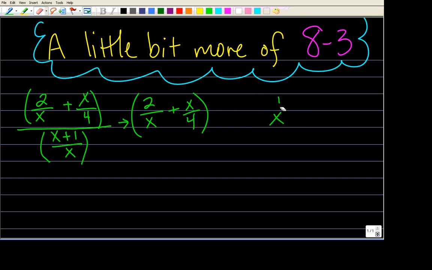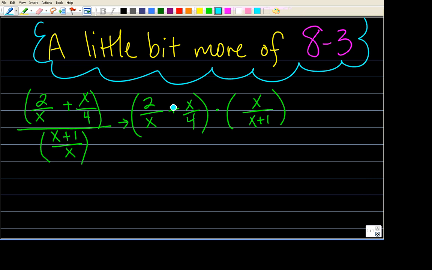So let me just get rid of that and rewrite it as multiplication. So here we go, times x over x plus 1. Before I multiply them together, we should probably do a little bit of work on this first expression, this 2 over x plus this x over 4.